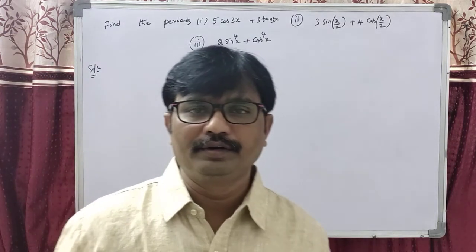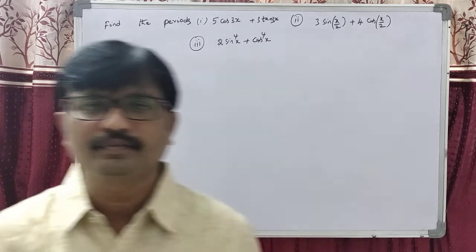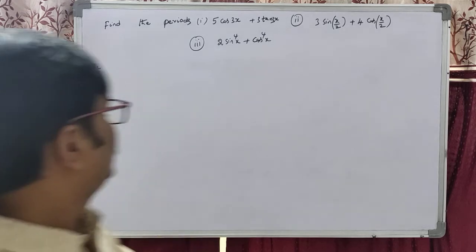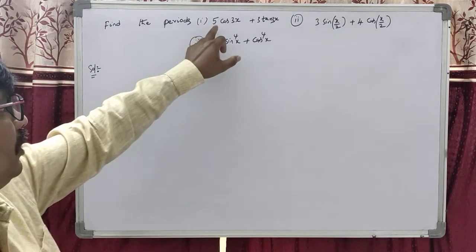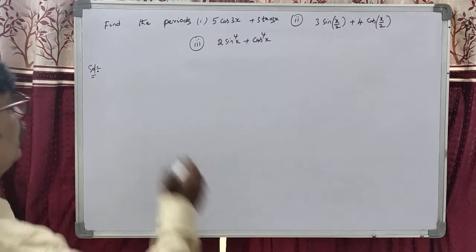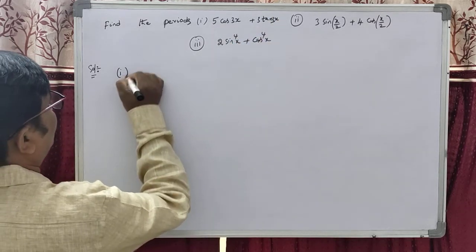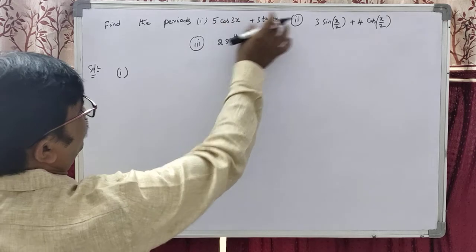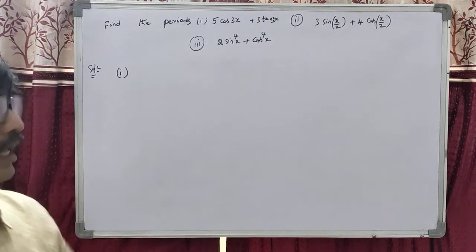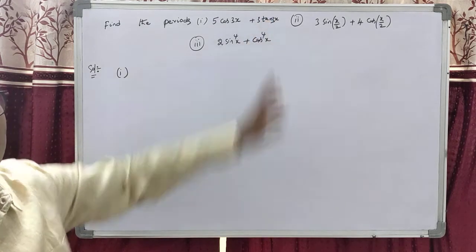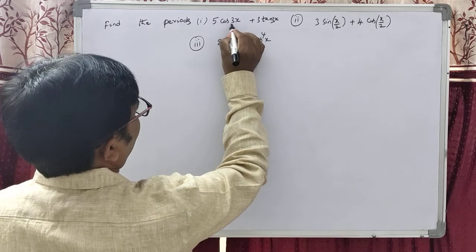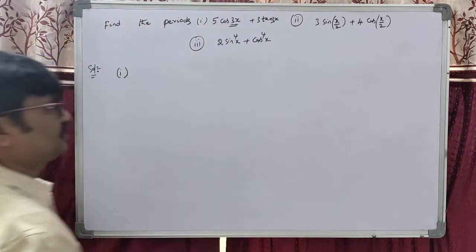Today also we are going to discuss periodicity and extreme values. The first one: students, find the period of 5 cos 3x + 3 tan 3x. Here this function has two functions: the first is the cos function and the second is the tan function. We have to know that first we find the period of cos of ax plus b.